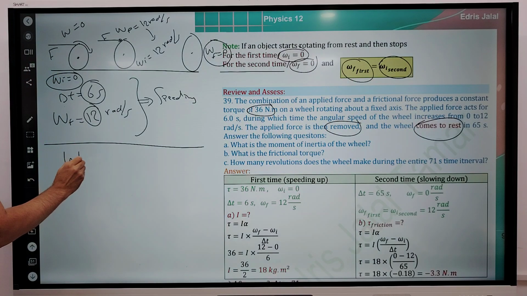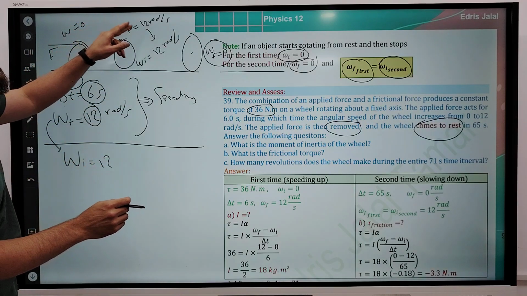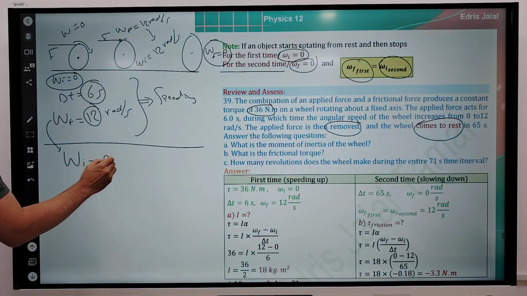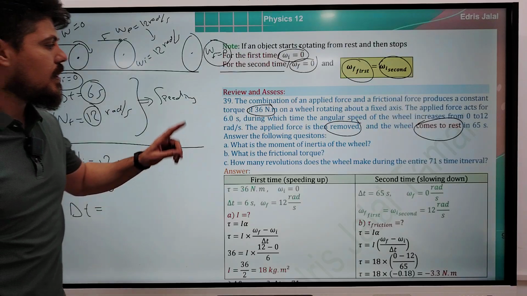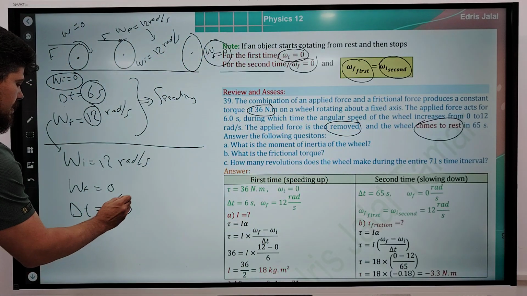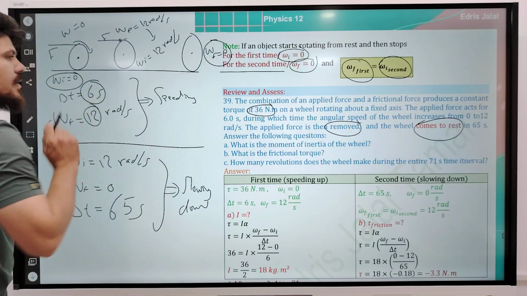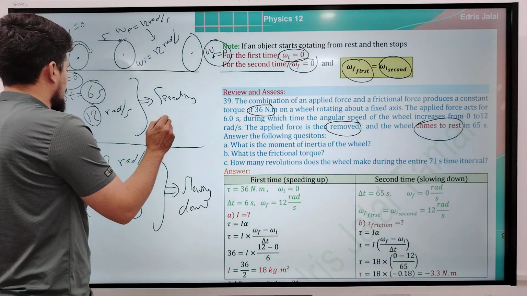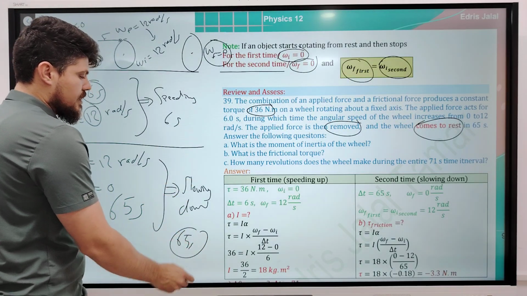So in the case of slowing down, omega initial is equal to what? It is equal to omega final of the first case, because at 12 rad per second, the object starts to slow down. Omega initial 12 radian per second. Omega final 0, it comes to a stop. In how many seconds? In 65 seconds. What is this? This is slowing down. We have two cases, speeding up and slowing down. The speeding up occurred in only 6 seconds, but slowing down takes more time, 65 seconds.